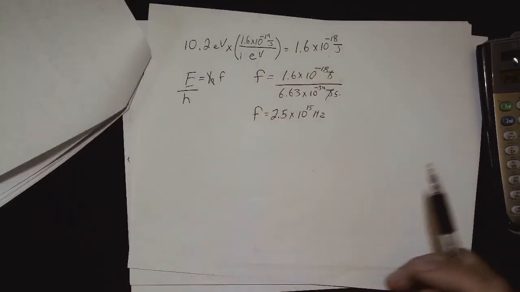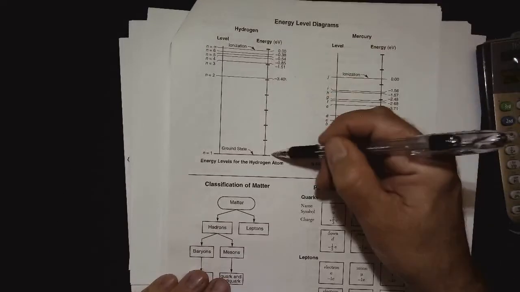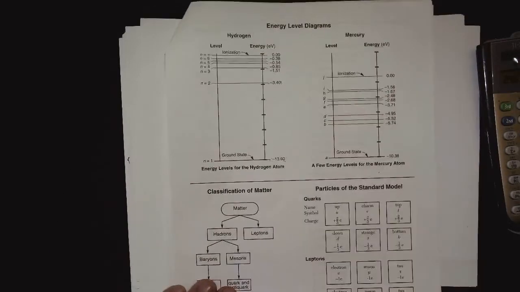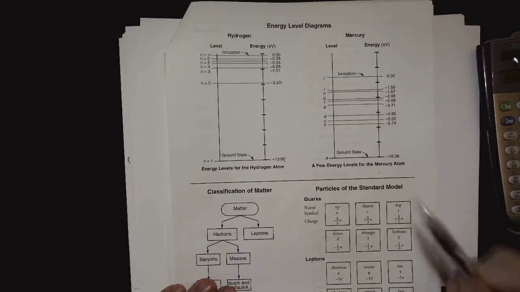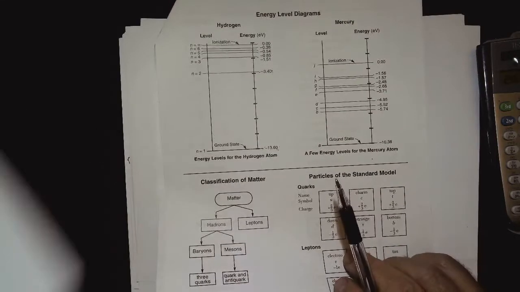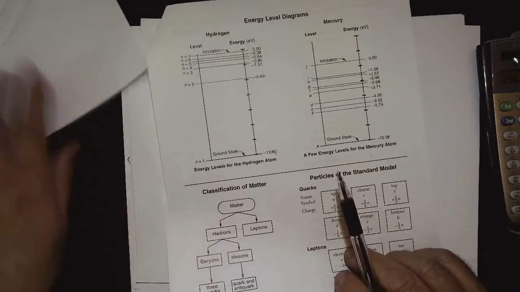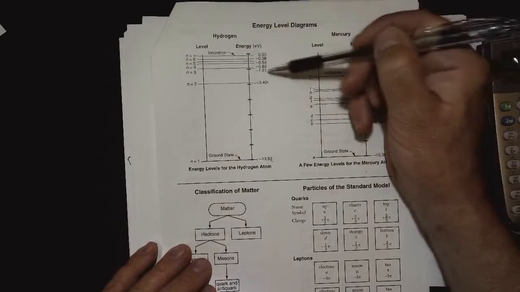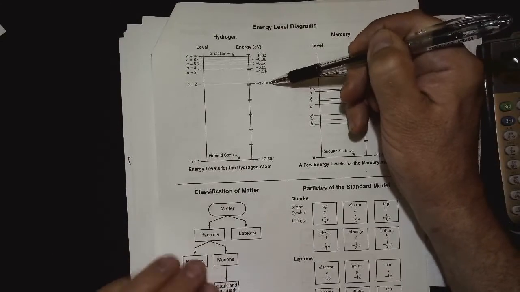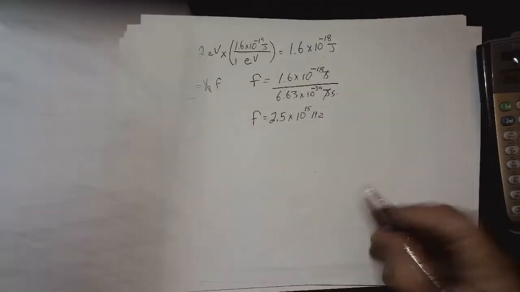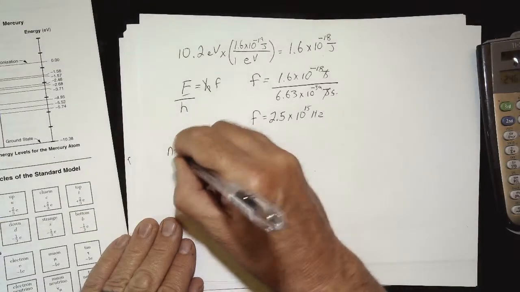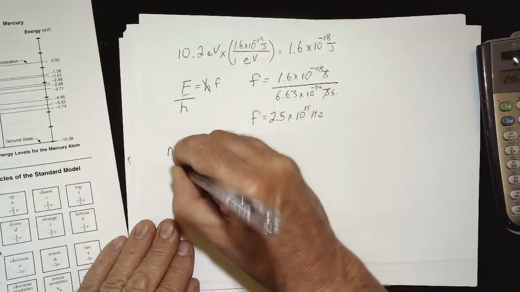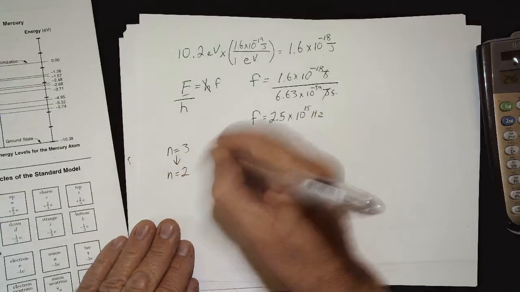Well, that makes sense if you look at the energy level diagram here. That's a big jump to fall all the way here. That would be a sizable energy level jump. How about if we went from the n equals 3 state to the n equals 2 state? Let's see what that would be. So n equals 3, and it drops to n equals 2.